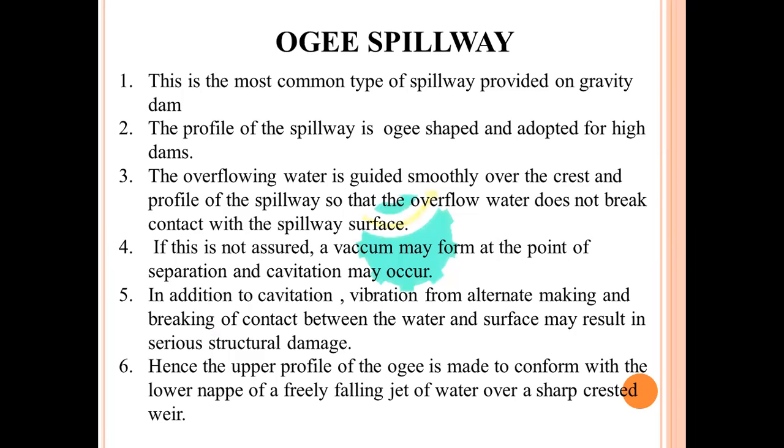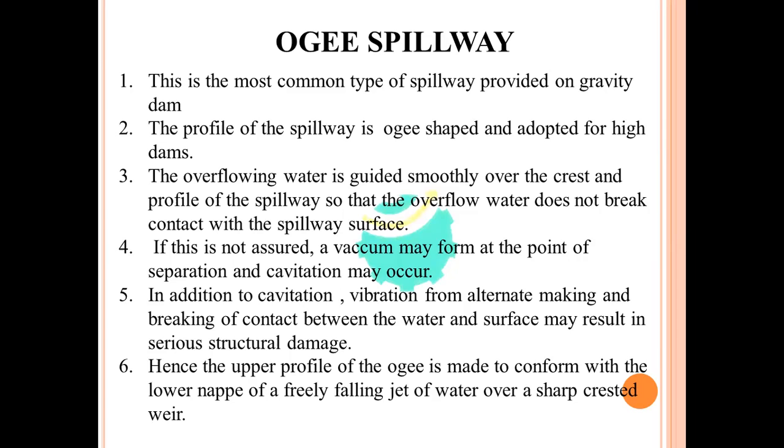It is constructed for high dams and it is a stable structure. Nagarjuna Sagar, Srisailam, almost all dams in Telangana have the Ogee spillway only. The overflowing water is guided smoothly over the crest and profile of the spillway so that the overflow water does not break contact with the spillway surface.